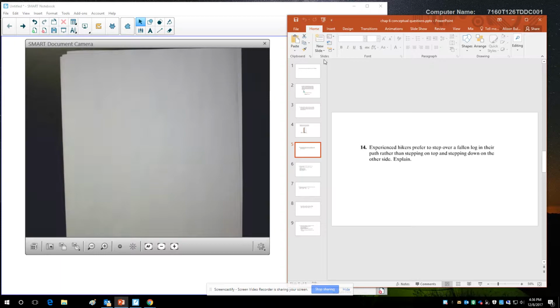Instead, if you step up on top of the log and then step down on the other side, your leg muscles have to lift your center of mass up however high the log is, and then lower you back down, or maybe you just hop down. But in any case, you expend less energy, you do less work if you step over the log.